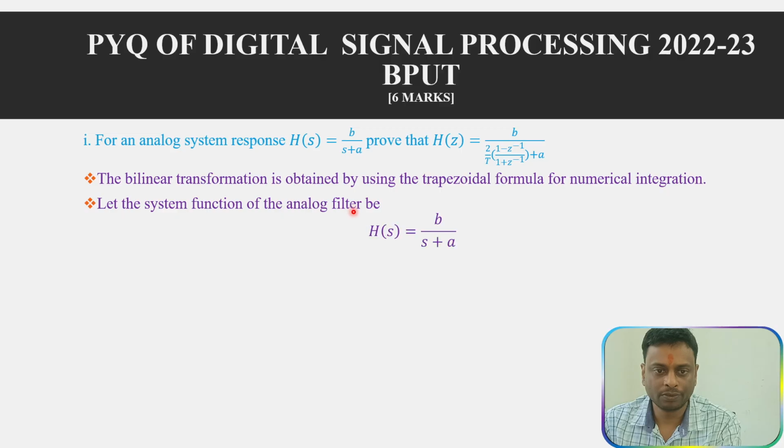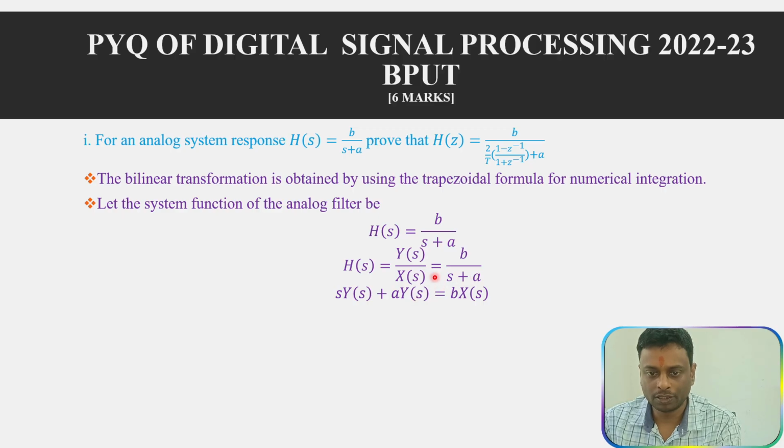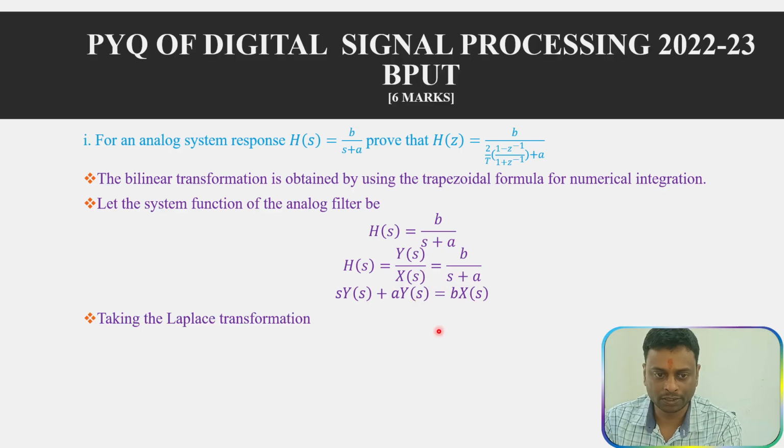Let the system function of the analog filter be H of s equals b upon s plus a. So H of s, which is Y of s divided by X of s, equals b upon s plus a. Now you can cross multiply this. So s into Y of s plus a into Y of s equals b into X of s. By taking the inverse Laplace transformation, that would be dy of t by dt plus a into y of t equals b into x of t.